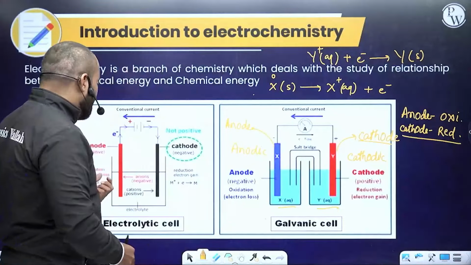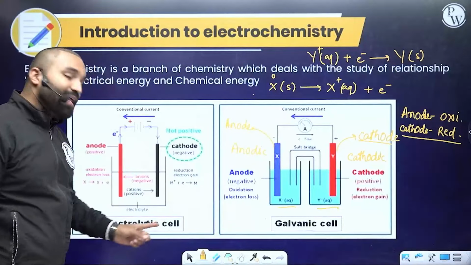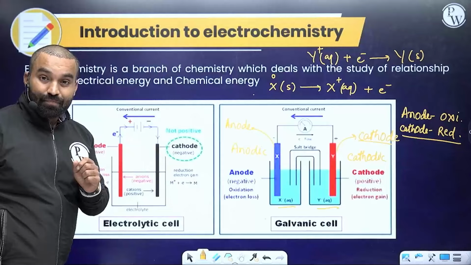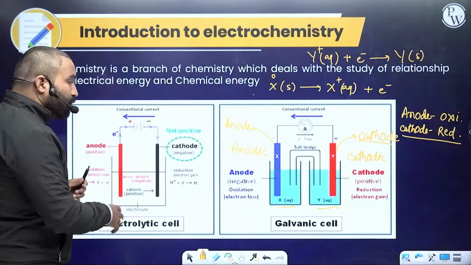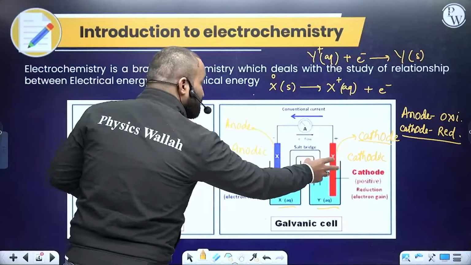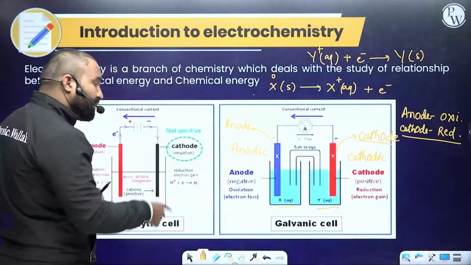Let's come to this part now, which is representing an electrolytic cell. Okay. Now, do you notice that here the cathode was positively charged, here the cathode is not positive, it is negative here. This is one question that is asked in board examinations again and again and again.